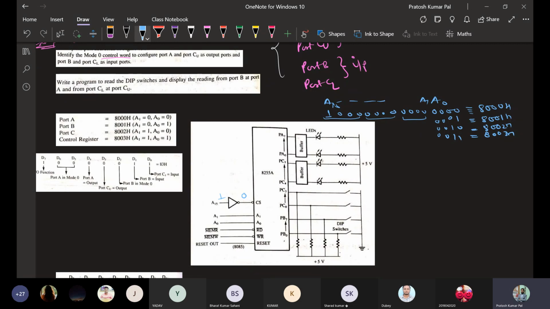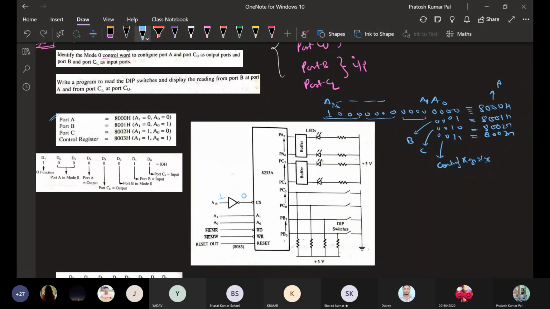So in the first address, because A0 and A1 are 00, it will be selecting port A. This one will be selecting port B. Because A0 and A1 are 0 and 1, it will be selecting port C, and when it is 1 1, it will be selecting the control register. So these are the addresses that should be generated by the microprocessor to select port A, port B, and port C. First of all, we have found out the addresses.